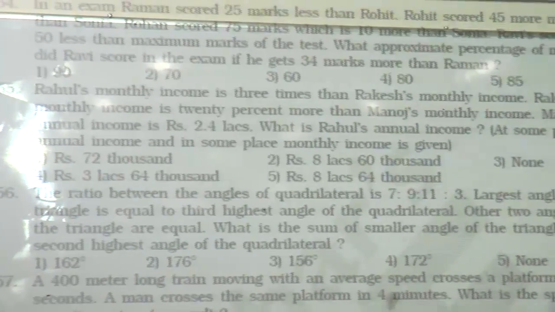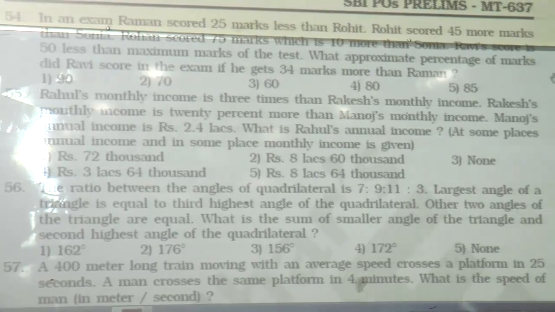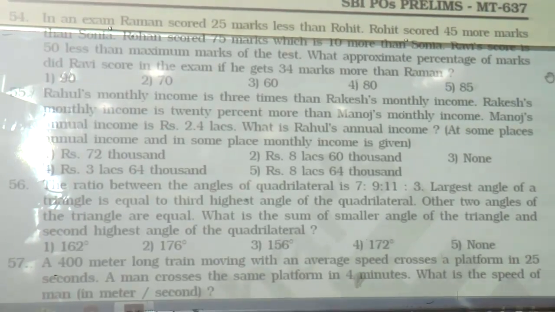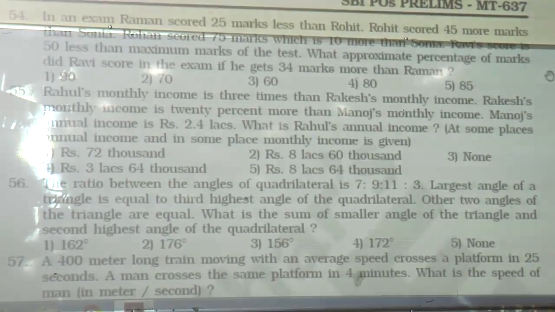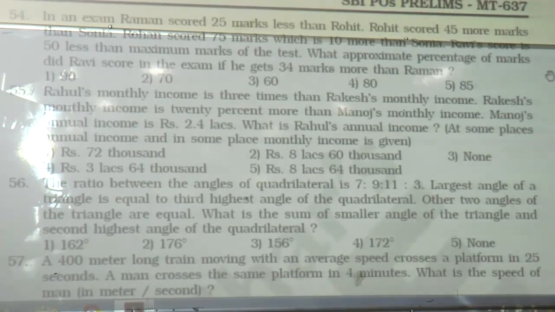Rahul's monthly income is 3 times Rakesh's monthly income. If it is 3 times more than, then that will be 4 times. Wait, let's see. Rakesh's monthly income is 20% more than Manoj's monthly income. Manoj's annual income is 2.4 lakhs. What is Rahul's annual income? Okay, fine, no problem.